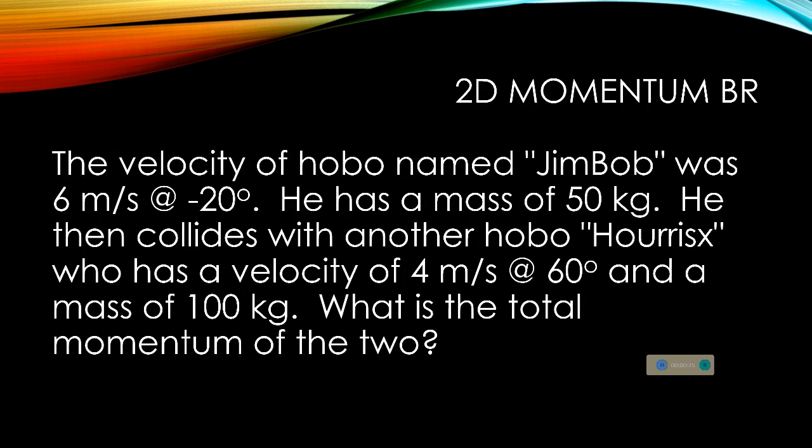So the velocity of Jim Bob, 6 meters per second at negative 20 degrees, down in the fourth quadrant, has a mass of 50 kilograms. He collides with another hobo, that's Horace, by the way. Horace, the X is silent, who has a velocity of 4 meters per second at 60 degrees and a mass of 100 kilograms. What is the total momentum of the two? As I just told them in class, essentially you're just doing a vector addition of two momentum vectors.